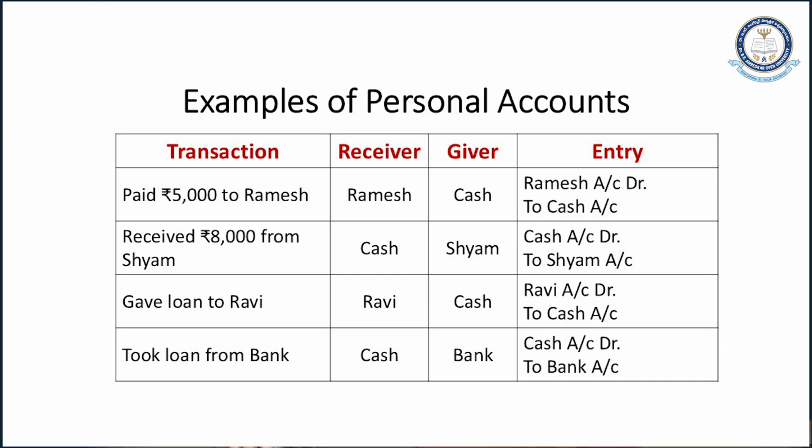So with these examples, what have we understood? We have understood that in personal account, all these people have personal accounts. Ramesh is a personal account, Shyam is a personal account, Ravi is a personal account here, and the bank which is giving us the loan is a personal account here. So how have we treated all these personal accounts? We have debited all the receivers who have received money from the business, and we have credited all the givers who have given money to the business. So this is how we record transactions in personal account.